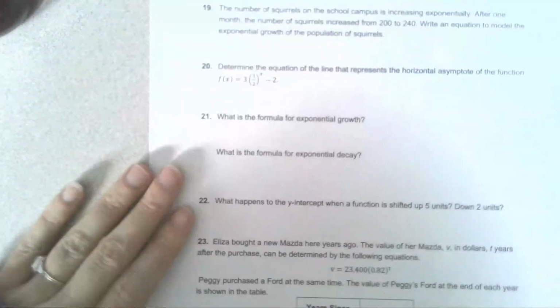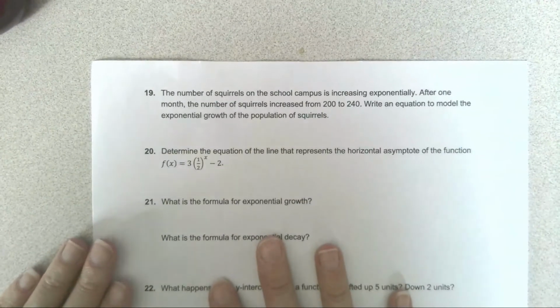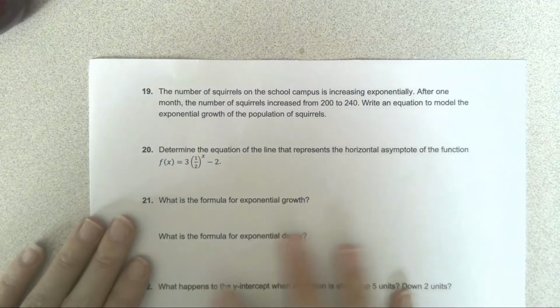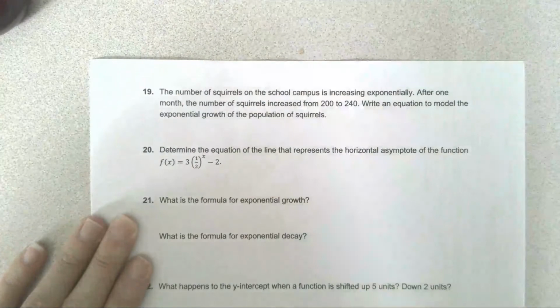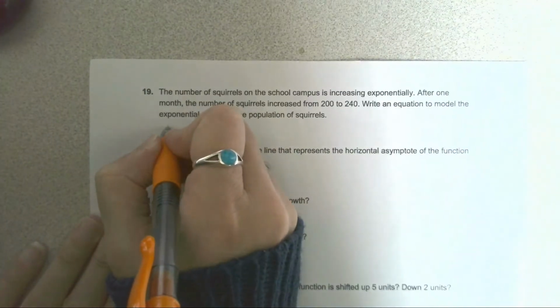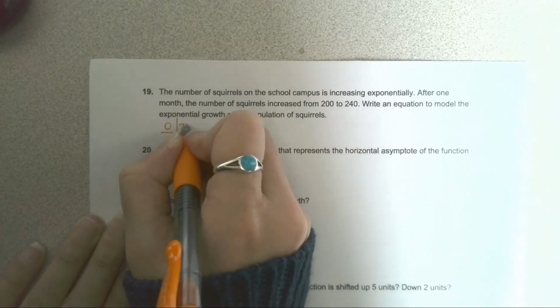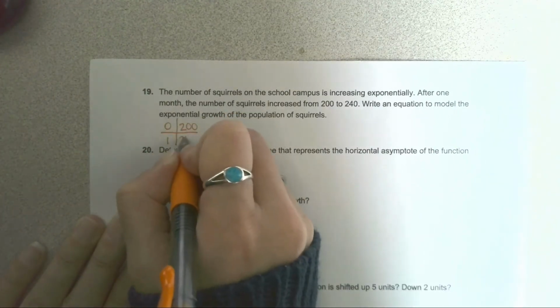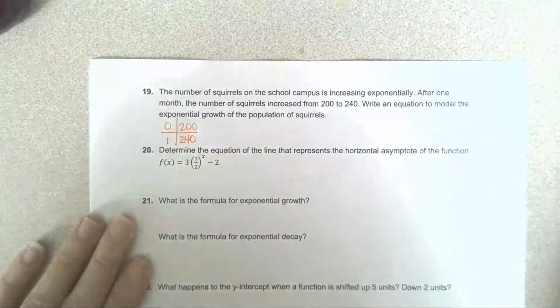Okay, last page, number 19. The number of squirrels on the school campus is increasing exponentially. After 1 month, the number of squirrels increased from 200 to 240. So I'm just going to write a quick table here. And then it says write an equation to model the exponential growth.